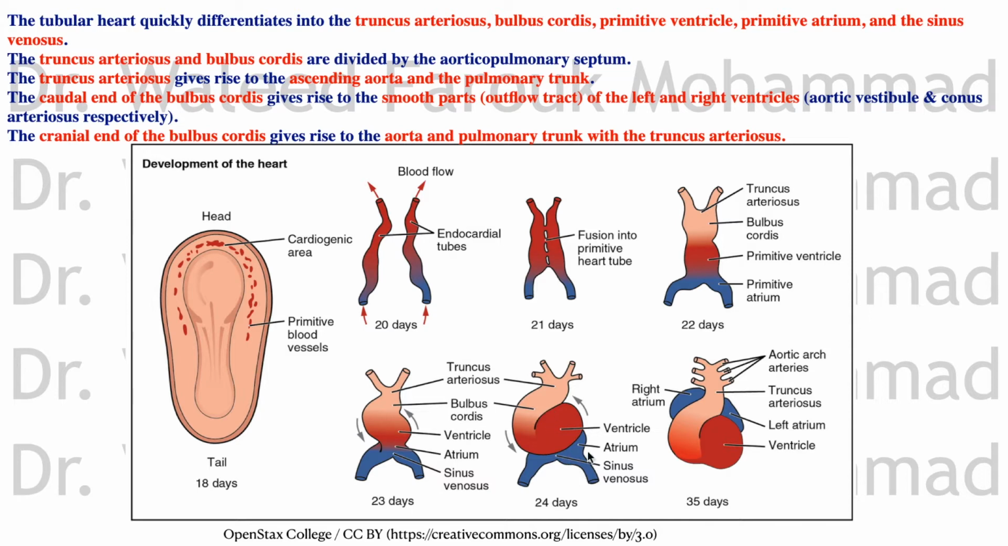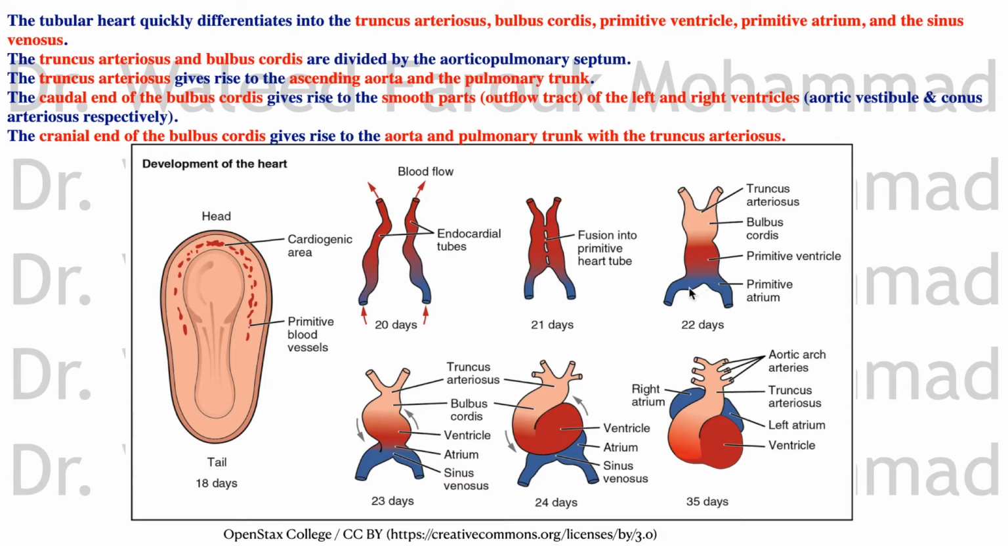You will get an area of reflection of serous pericardium, which we'll talk about, the oblique pericardial sinus. But during our study of the different parts of the heart, we will mention the bulbus cordis, for example, truncus arteriosus, and observe here the truncus arteriosus and bulbus cordis. This will give the pulmonary trunk and the aorta later. And the primitive ventricles and primitive atria will become the ventricles and atria.